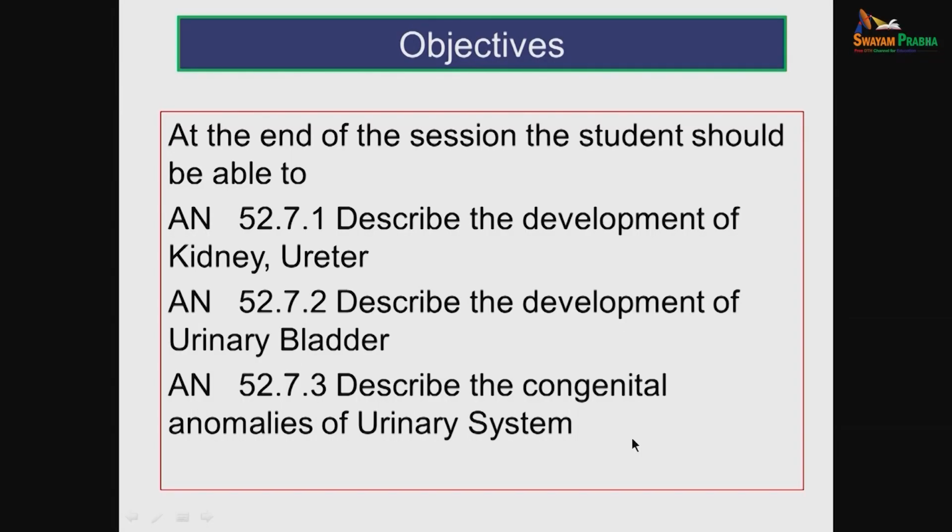In today's session, we will be discussing the development of the urinary system. We will begin this lecture by looking at the objectives of the class. At the end of the lecture, you should be able to describe the development of the kidney, ureter and urinary bladder, and also describe the congenital anomalies of the urinary system.